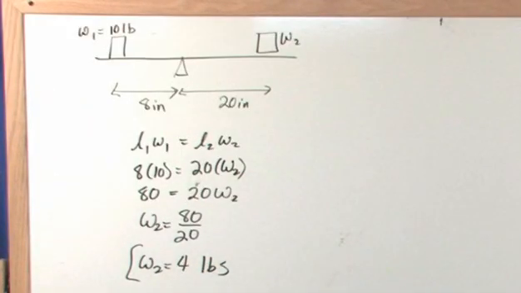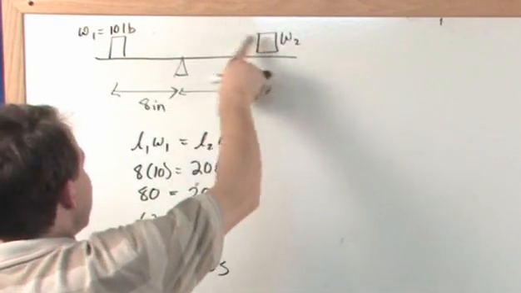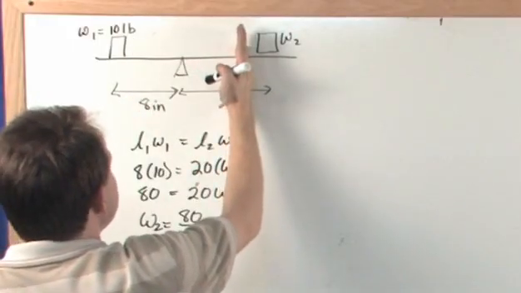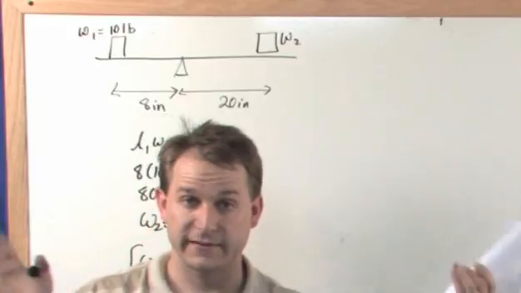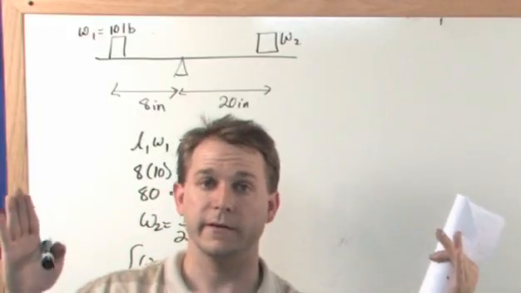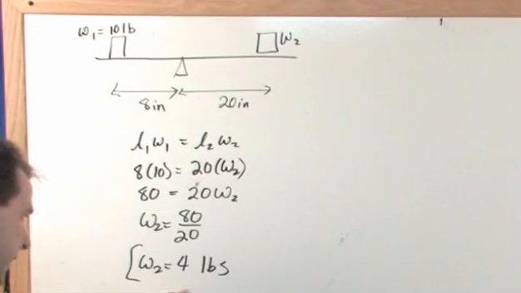So again, you want to see if this makes any sense at all. You know that this is 10 pounds, 8 inches from the fulcrum. If this weight weighed 10 pounds, exactly the same as this one, then you know it would have to be at 8 inches, because if you have equal weights at the same distance from the fulcrum, they'll balance. But we're claiming it doesn't weigh 10 pounds. We're claiming it weighs 4 pounds. So let's see if this makes sense.